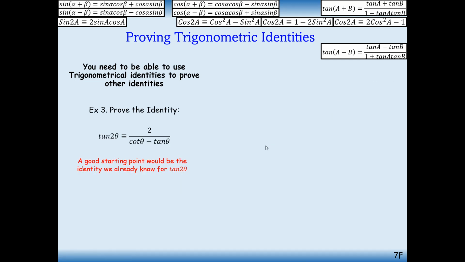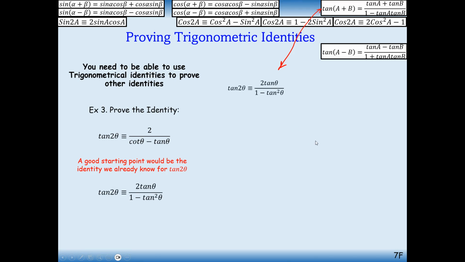So in this case we have to prove that tan of 2 theta equals this fraction. If we start with tan of 2 theta, look at the top of the page here. This identity here is our double angle formula. Tan of 2 theta can be written as 2 tan theta on top of 1 minus tan squared theta.